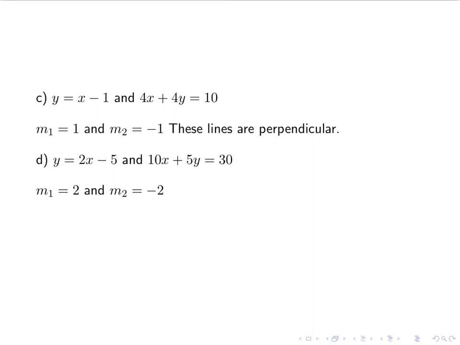2 and negative 2 are not equal, so the lines are not parallel, and they are also not negative reciprocals of each other. They are opposite signs, but remember the reciprocal of 2 is 1/2. So they're negatives, but not negative reciprocals. So they're neither parallel nor perpendicular. They intersect, but not at a 90 degree angle.